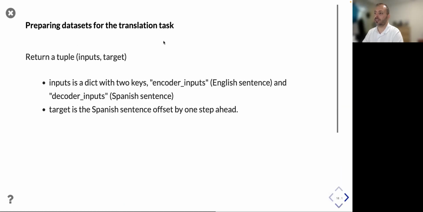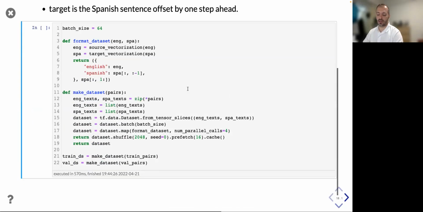And preparing the dataset. So now let's actually prepare the dataset. The idea is that, again, we will have it return the inputs and the target. And for the inputs, we will have a dictionary. Remember, we have 2 inputs. We have the source and part of the target, I mean, the Spanish sentence. And the target will be this shifted by 1 step. And this is how we can implement this.